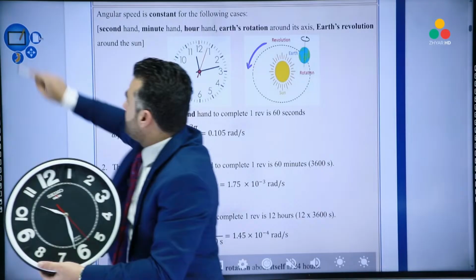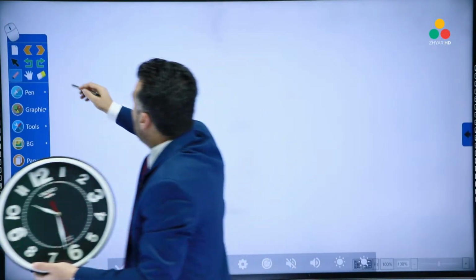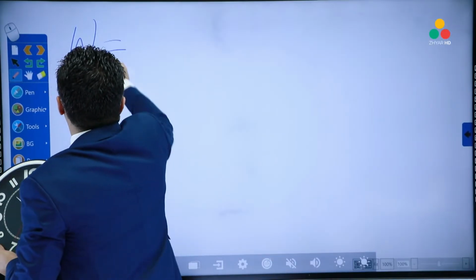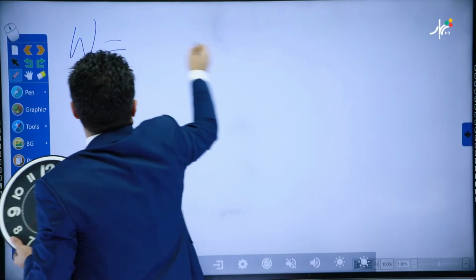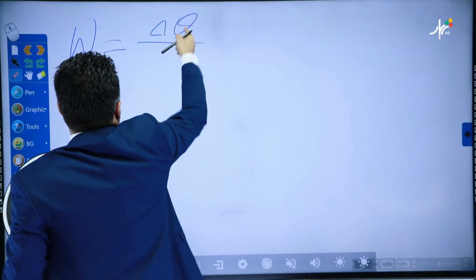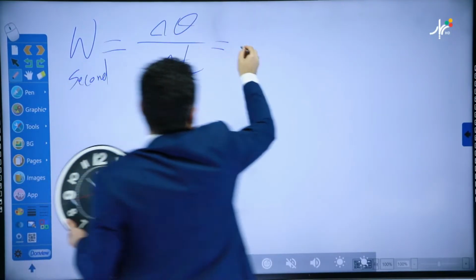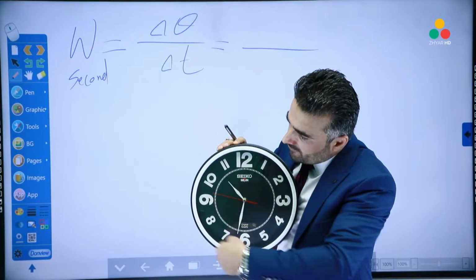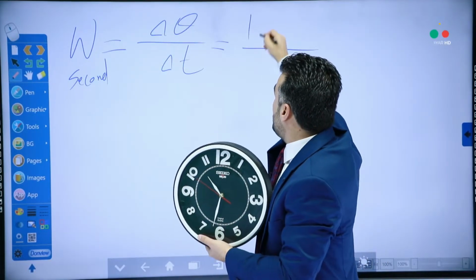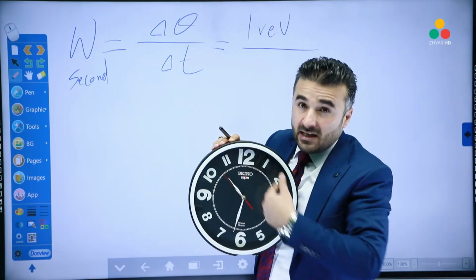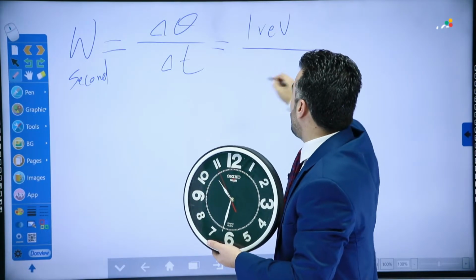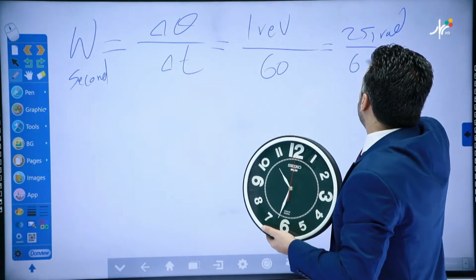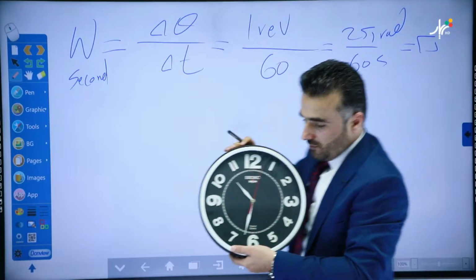So let me take you to this. For the second hand, the angular speed is constant, and that is because we know that angular speed equals angular displacement divided by delta t. If it is the second hand, you know that it completes one revolution in 60 seconds. Now, one revolution is 2 pi radian divided by 60 seconds, and of course you can find the answer, which I'm going to tell you now.